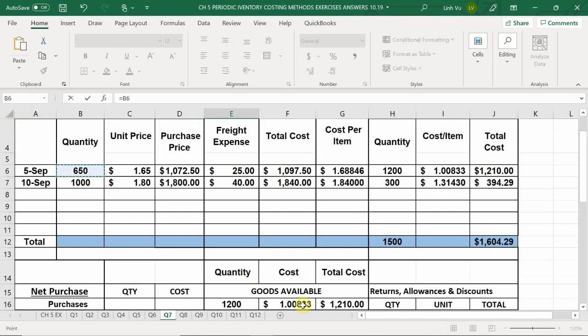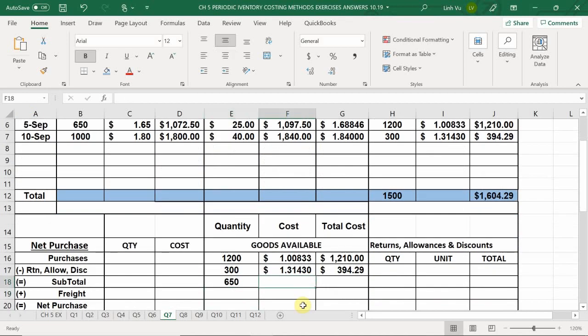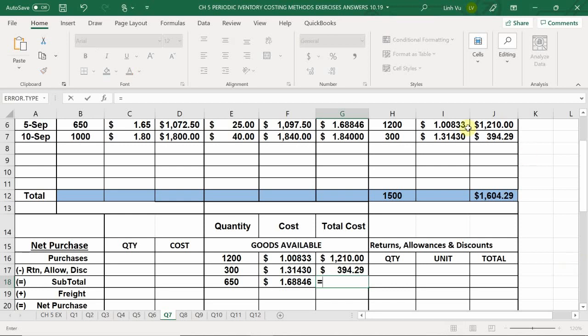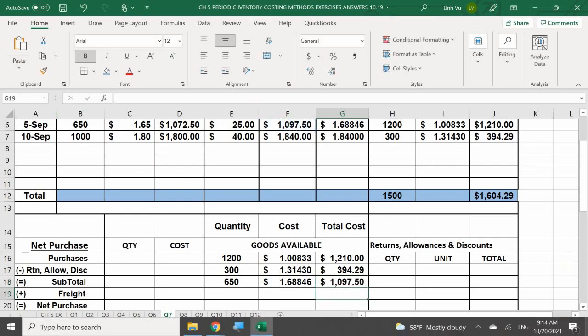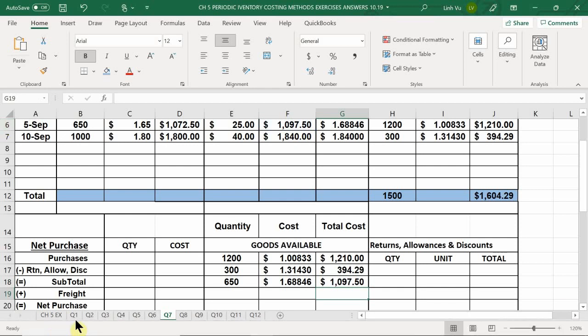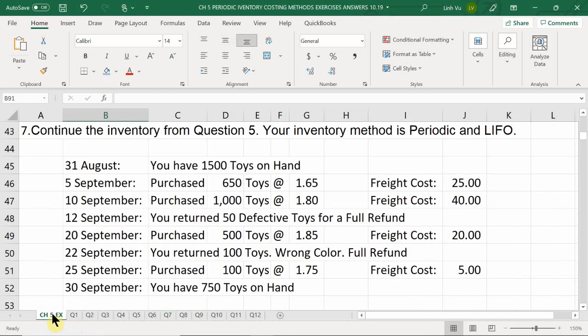So in this case, we need to carry our value over into our inventory on hand, or goods available, excuse me. So I have 600 units at 1688, giving me a total cost of $1097.50. So then let's see what happened next.